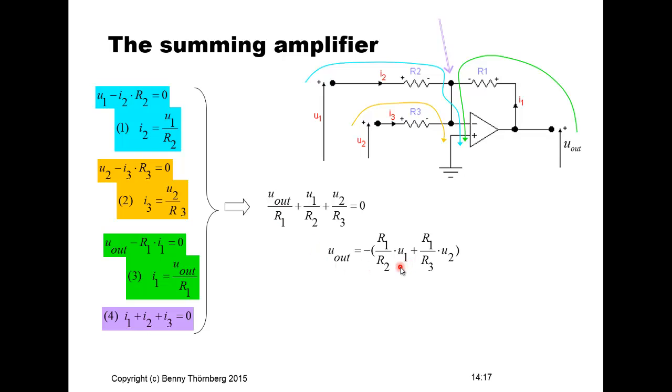And then we can see that the output signal is a summing of U1 and U2. It's a linear combination of U1 and U2, and the factors of this linear combination are actually defined by R1, R2, and R1 and R3. So you can have different amplification factors for both of them. And then you need to add also the negative sign for the output, since the summing amplifier is based on a current feedback circuit.